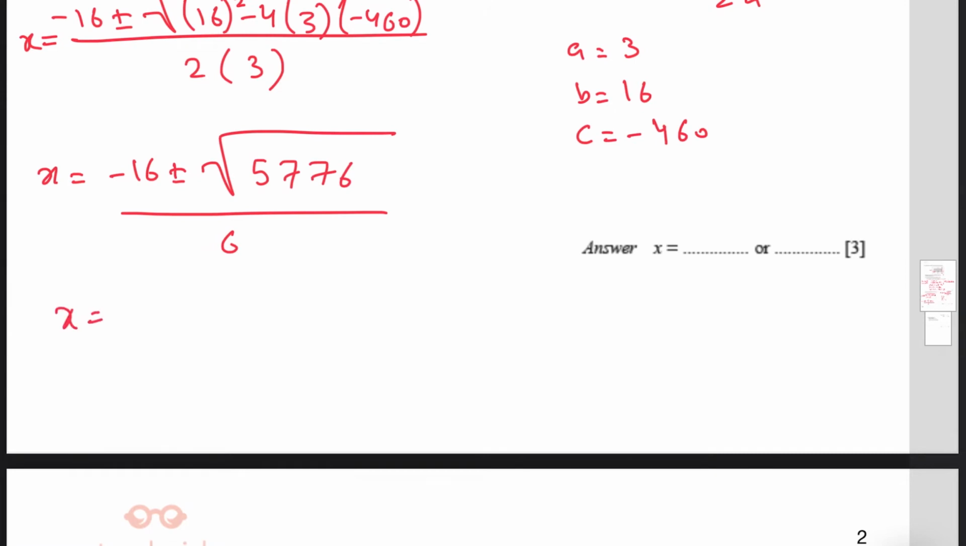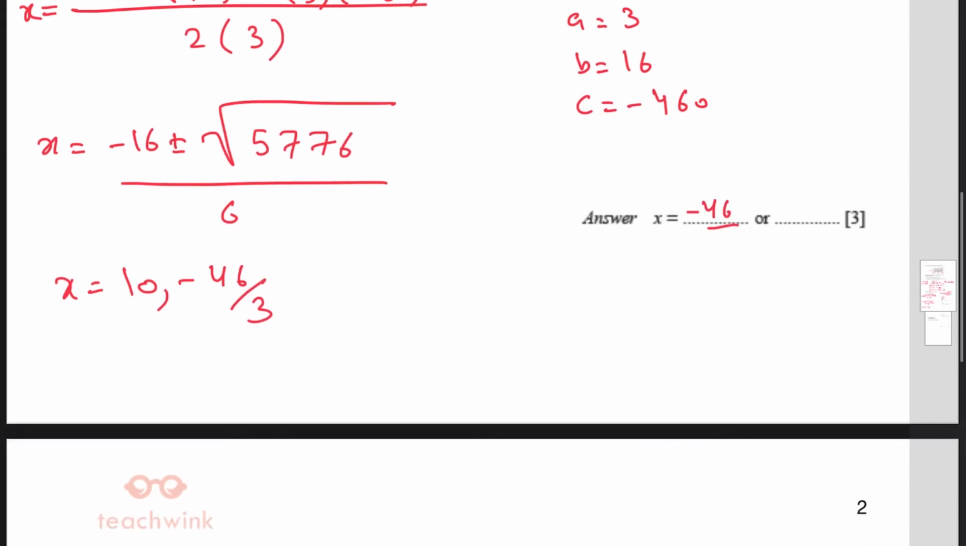Okay, if you solve this further, there are 2 values of x that you're going to get. So negative 16 plus under root 5776 divided by 6 gives you 10. That's one of the values. And the other value would be negative 16 minus under root 5776 divided by 6. That gives you negative 46 over 3 centimeters. So the 2 values of x that you write are 10 and negative 46 over 3.